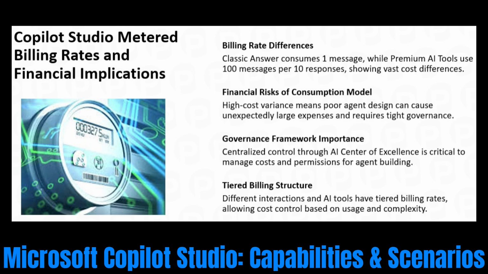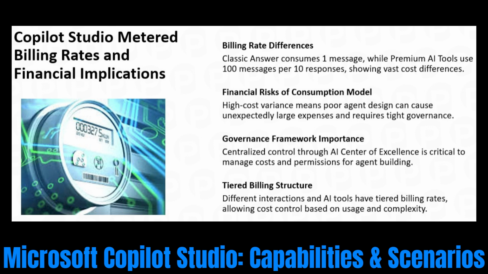Okay, let's break it down. It's quite a range. A basic classic answer, just spitting out a pre-written response, costs just one message, lowest cost. A generative answer, where the AI actually crafts a response based on knowledge sources, that's 2 messages. An agent action, like calling a Power Automate flow to, say, update a CRM record, that's 5 messages. Now, tenant graph grounding. This is where it gets interesting. Using your own company data via Microsoft Graph for personalized answers, that's 10 messages per interaction.